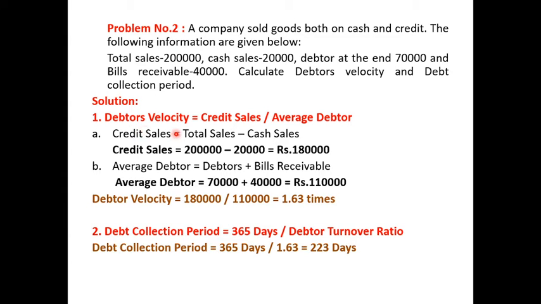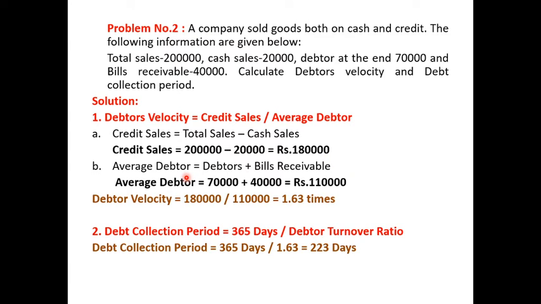Now debtor velocity, the formula is credit sales divided by average debtors. First we should calculate credit sales because it is not given in the problem. Only total sales and cash sales are given. So the formula for credit sales is total sales minus cash sales. Total sales is 2 lakhs, cash sales is 20,000. Then credit sales is rupees 1,80,000.